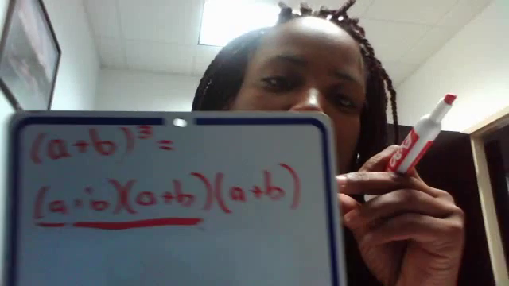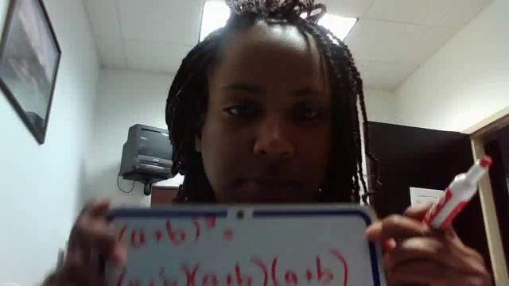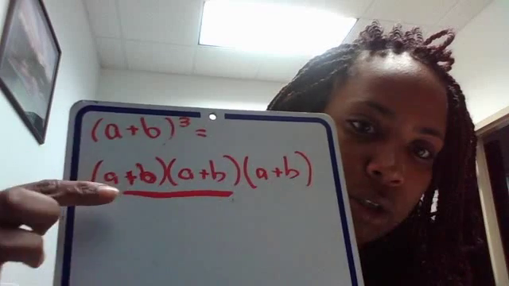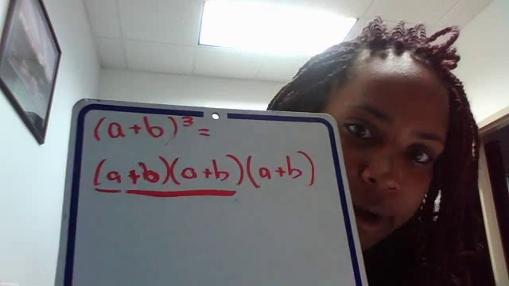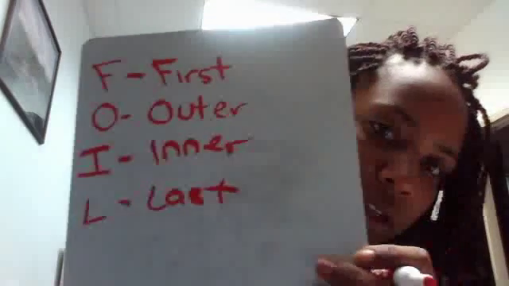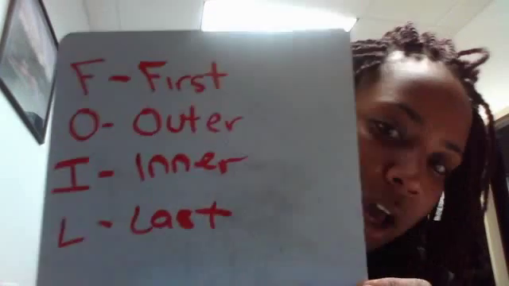Multiplying binomials. A plus b to the third power also looks like this. We're going to start with the first two sections of our problem, and we're going to use the FOIL method. First, inner, outer, last.